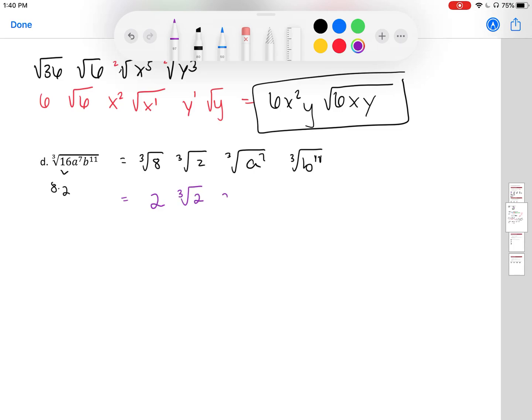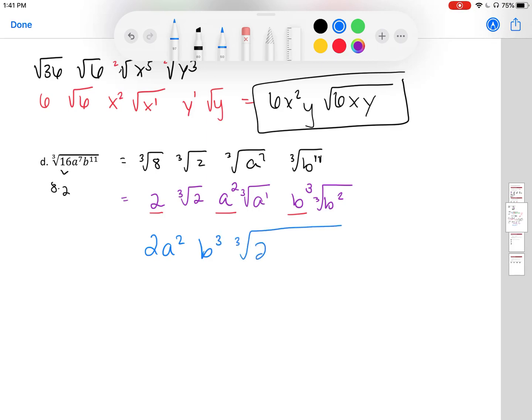Now what about my a's? 7 divided by 3, it goes into it twice, and we have a remainder of 1. For our b's, 11 divided by 3, it goes into it 3 times, and we have a remainder of 2. Don't forget to write your index of 3. It's really easy to forget. So what do we have outside the radicals? We have a 2, an a, and a b, so that we have 2a squared b cubed, and inside we're left with a 2, 1a, and a b squared.